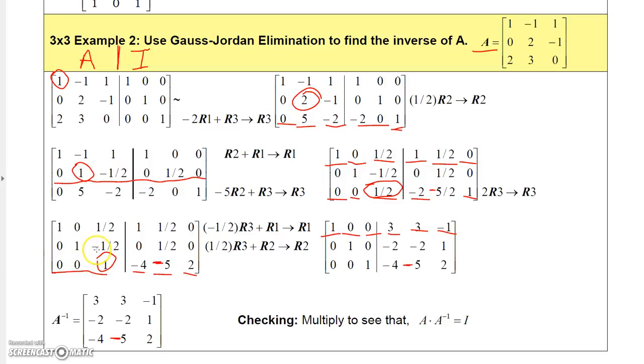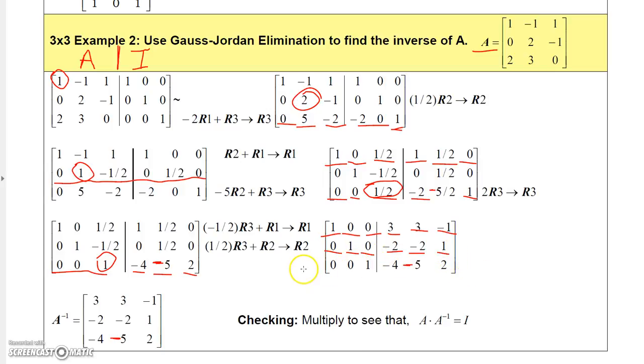Then I want to get rid of the minus a half, so I'm going to multiply row 3 by plus a half and add it to row 2. So a half times 0 plus 0 is 0. A half times 0 plus 1 is 1. A half times 1 is a half plus negative half is 0. A half times negative 4 is negative 2. Negative 2 plus 0 is negative 2. A half times negative 5 is negative 5 halves, plus 1 half is negative 4 halves, which is negative 2. And then a half times 2 is 1, and 1 plus 0 is 1.